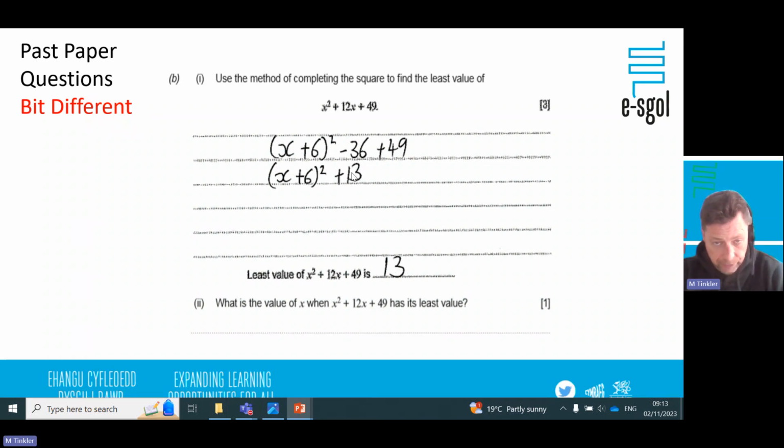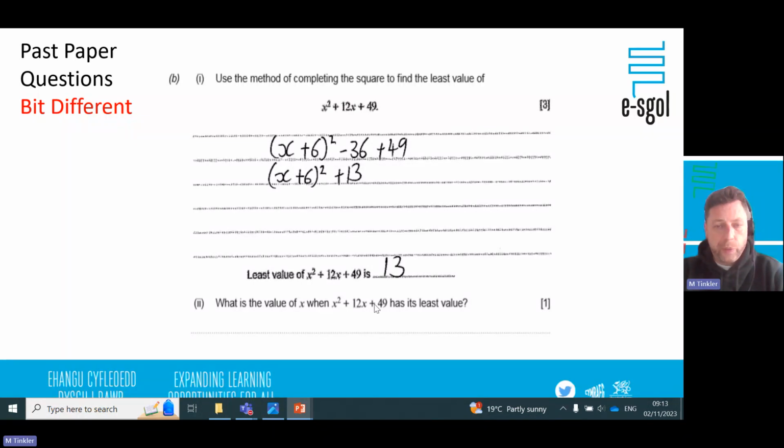The least value is 13. Where do I get the 13 from? From the 13 here. Why is that the least? Because the lowest number you can ever get to square is 0. 0 squared is 0. That's the lowest number you can get from squaring any number. And there's something called imaginary numbers in further maths at A level. But for real numbers, that's the least you can get squared.